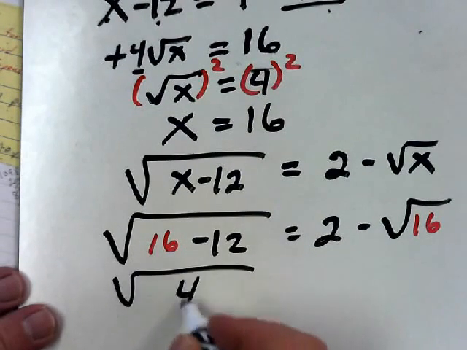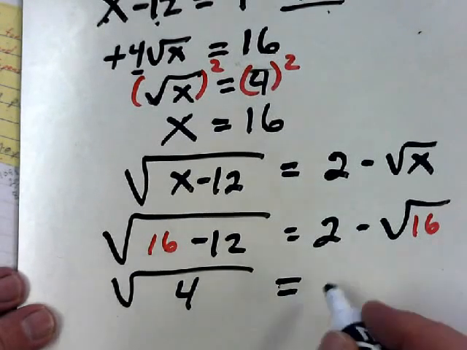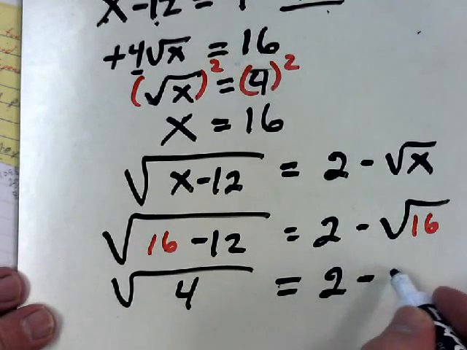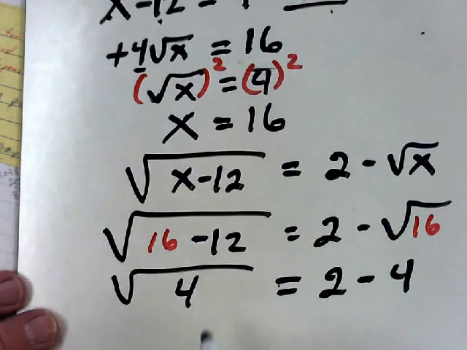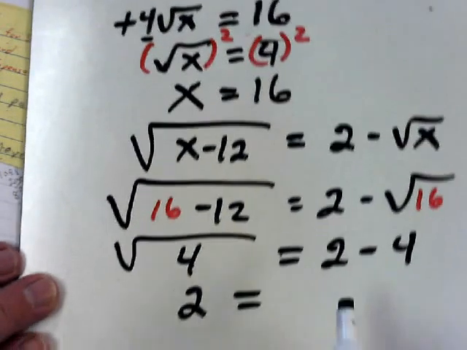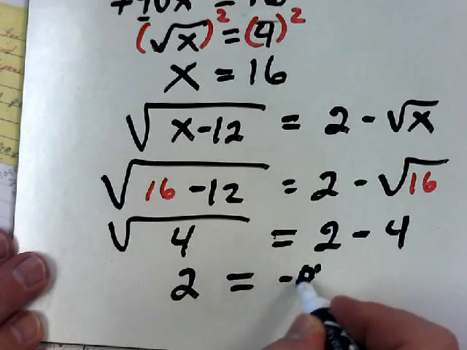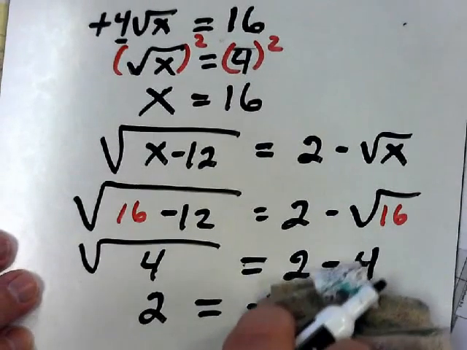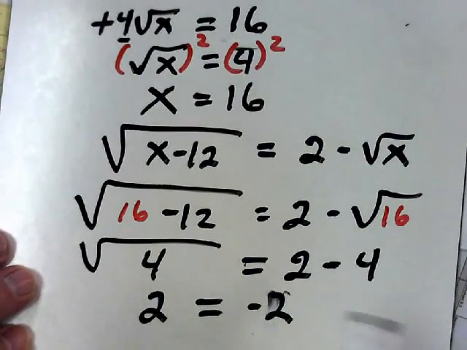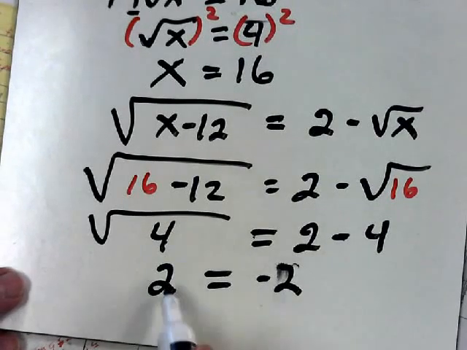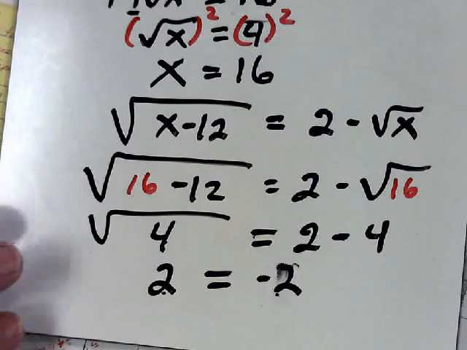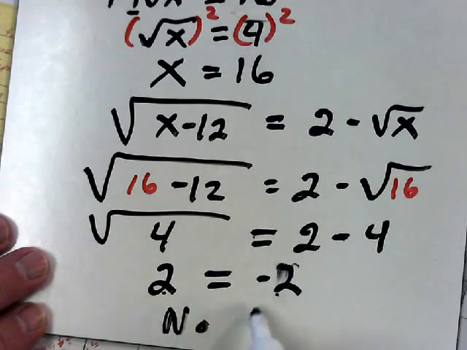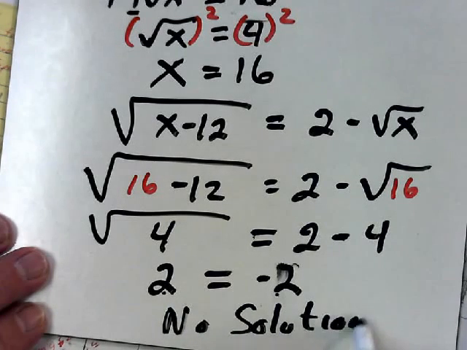So I'd have 4, square root of 4 equals 2 minus 4. This becomes 2 equals negative 2. Does this side equal that side? No. So do I have a solution? No. So I have no solution.